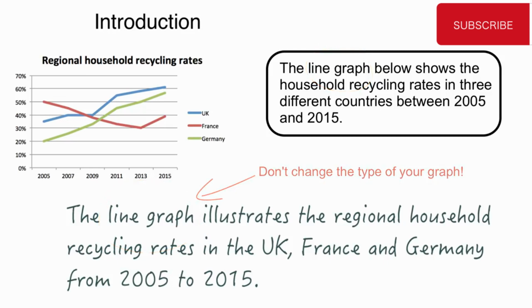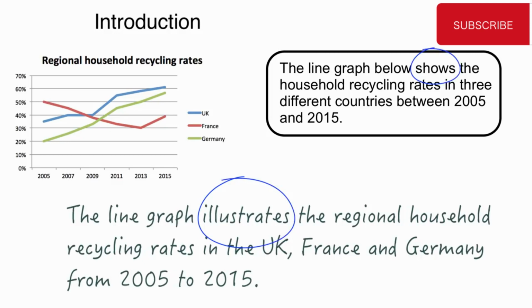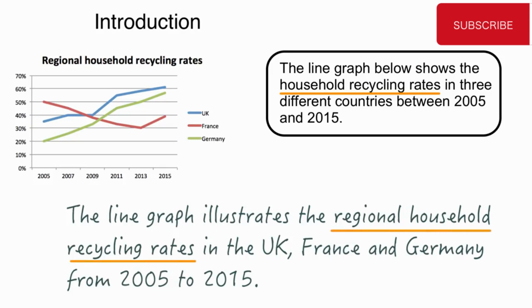I had the line graph, I did not change it, and after that comes the verb. And the verb can always be replaced with a synonym. So it's a very good idea to paraphrase the verb. So instead of shows, you can use illustrates and gives information about. There are also other synonyms, but it's enough to remember these 3 for your introduction. After that, I expanded the phrase household recycling rates into regional household recycling rates according to the graph.